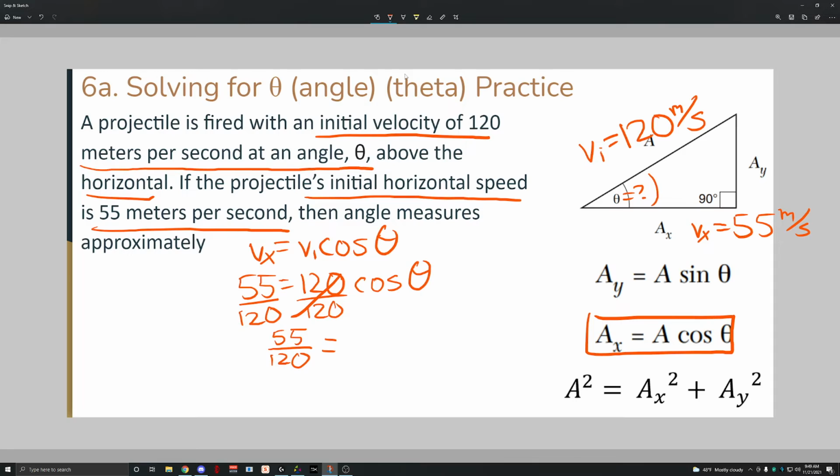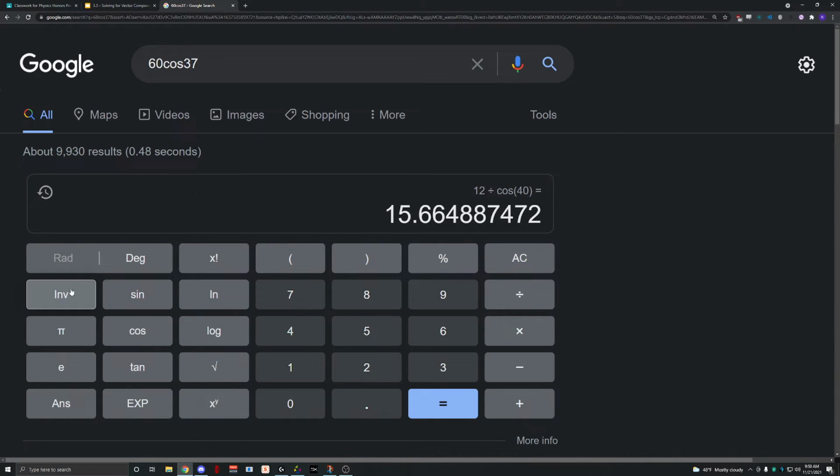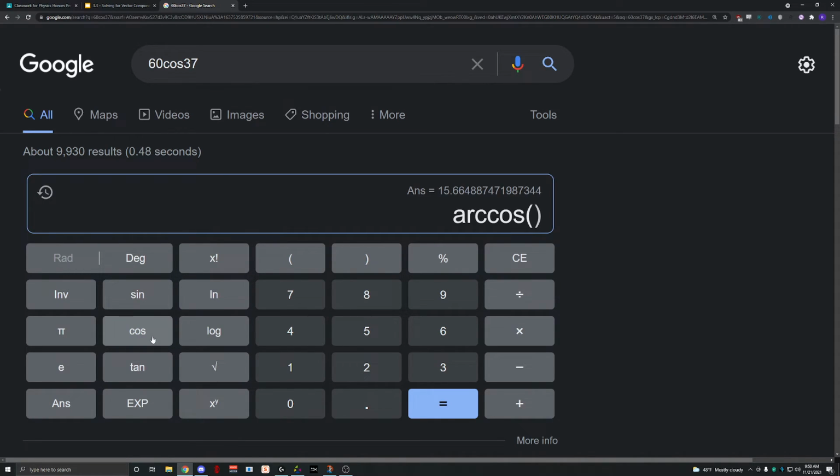Because cosine theta is here, to get rid of cosine theta, what you have to do, I'm not going to teach you why. This is something you're going to do. To cancel out a cosine, you have to multiply by cosine negative 1. And then you're going to do that on the other side as well. So on your Google calculator, you press inverse and press cosine negative 1.